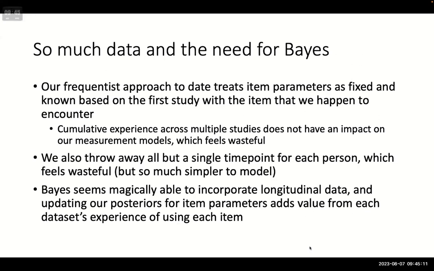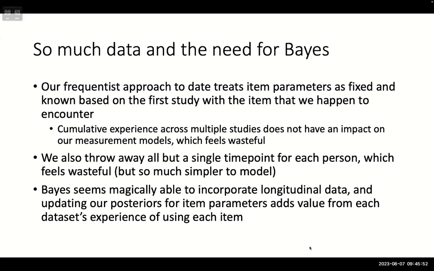So much data and the need for Bayes. So our frequentist approach to date treats item parameters, so we characterize things about the items, and then we use that to generate scores. And we treat those item parameters as if, the first time we encounter them in a big study, and we choose which study very carefully and so on, but then we treat them as if they're fixed and known, as opposed to updating our parameter estimates based on additional studies that have administered these same exact items. So our cumulative experience across multiple studies doesn't have an impact on our measurement models, and that feels really wasteful, that we're just ignoring ways to refine and improve on our measurement models.